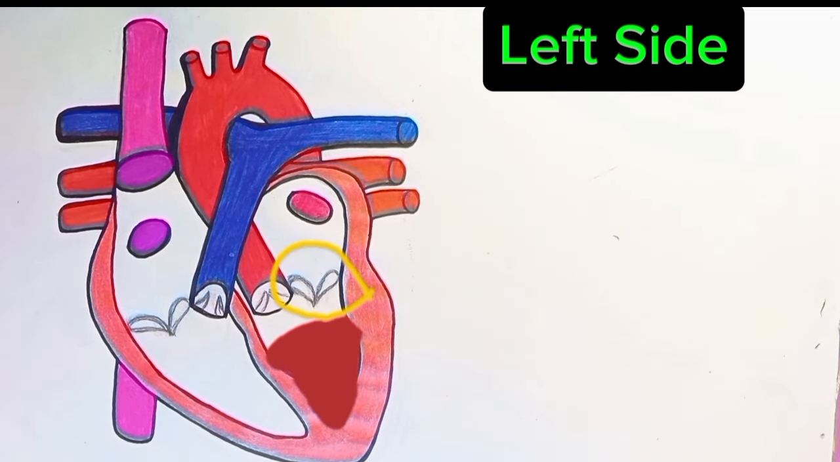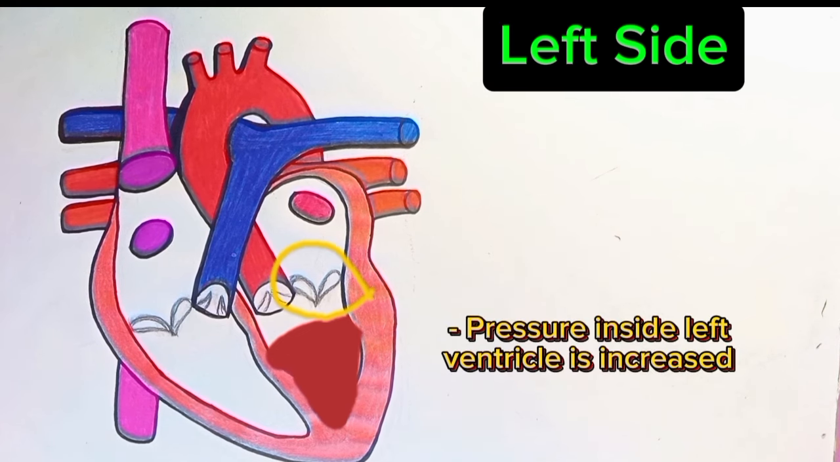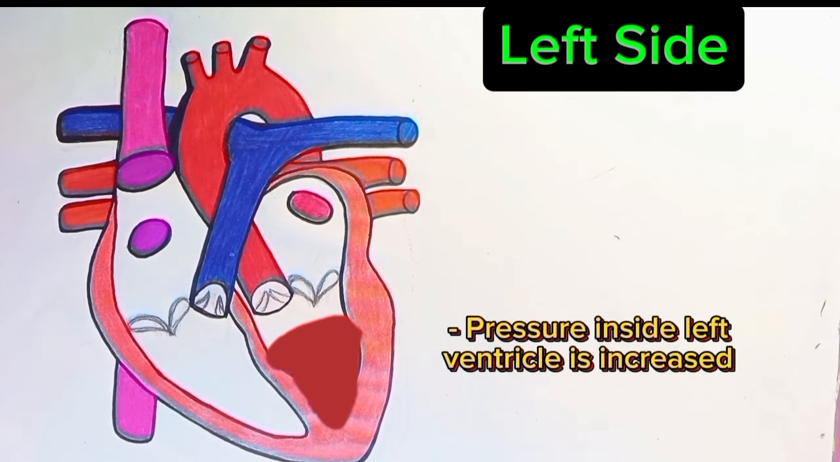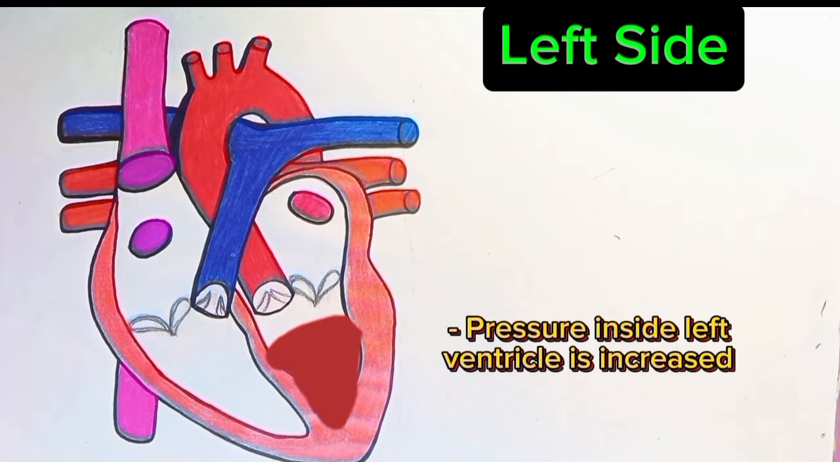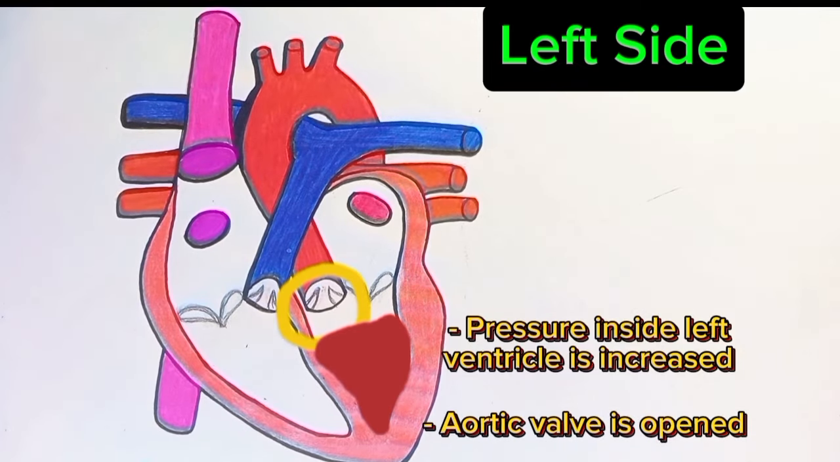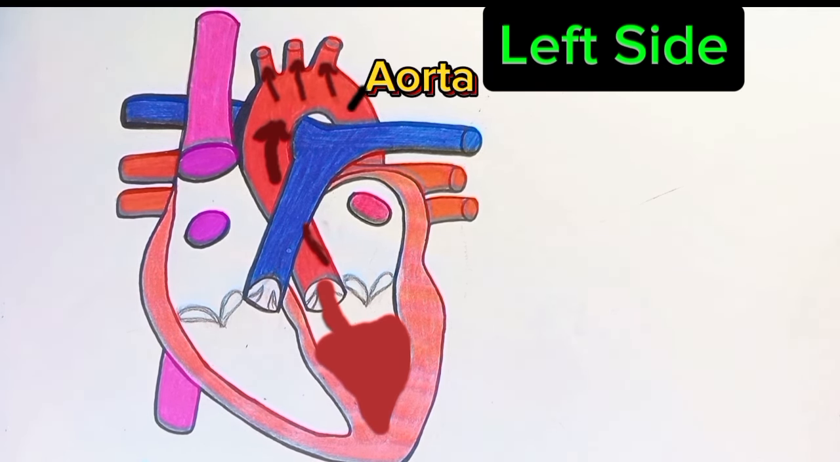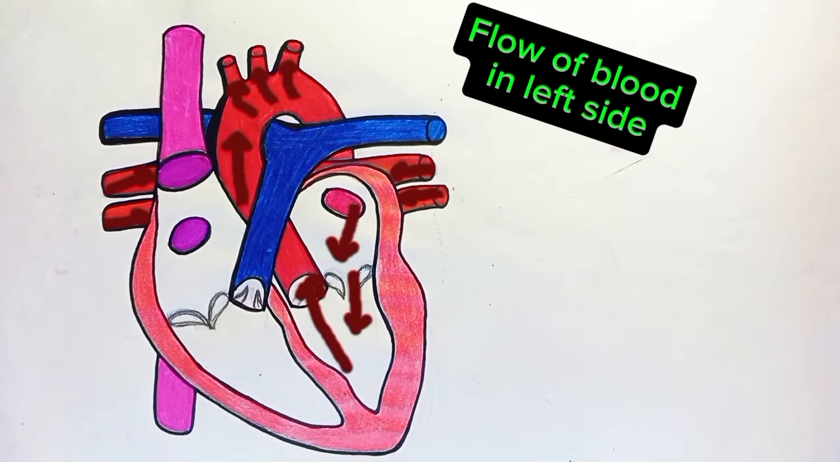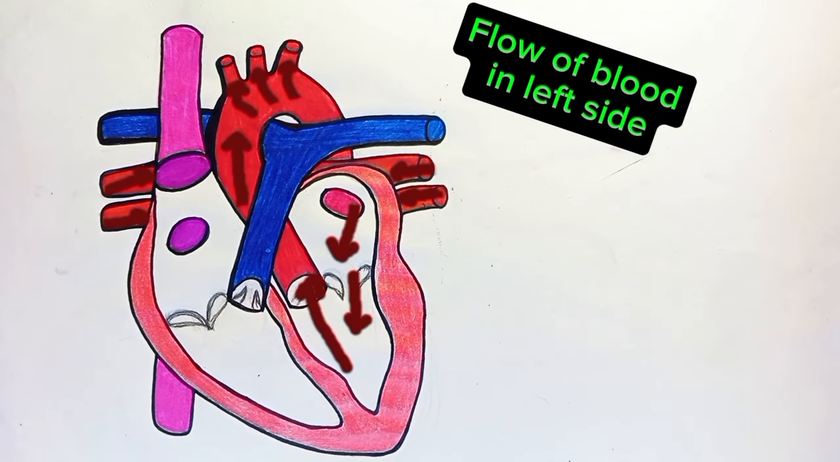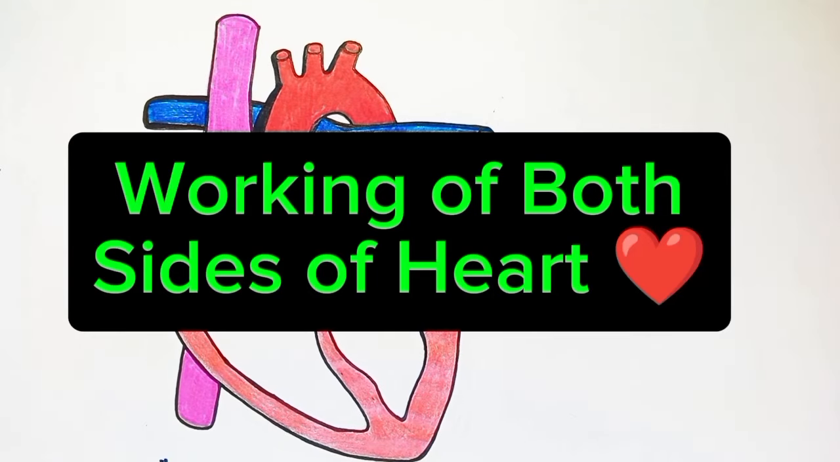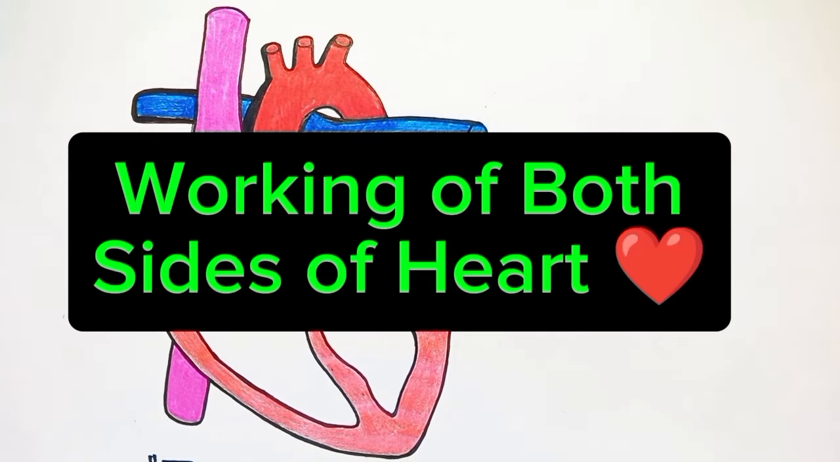Now, the mitral valve is closed and the pressure inside the left ventricle is increased. This causes the opening of the aortic valve and the left ventricle pumps the oxygenated blood to all parts of the body through the systemic aorta. See the flow of blood in left side. Now look at the working of both sides of the heart.